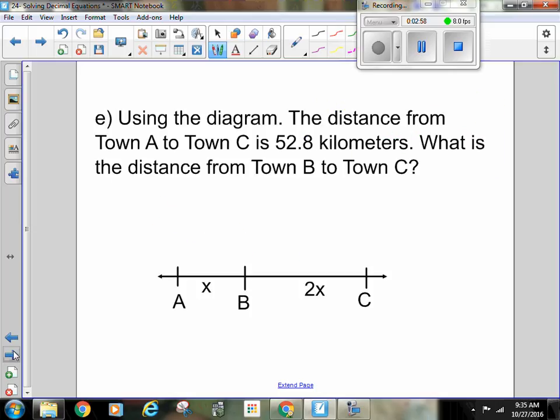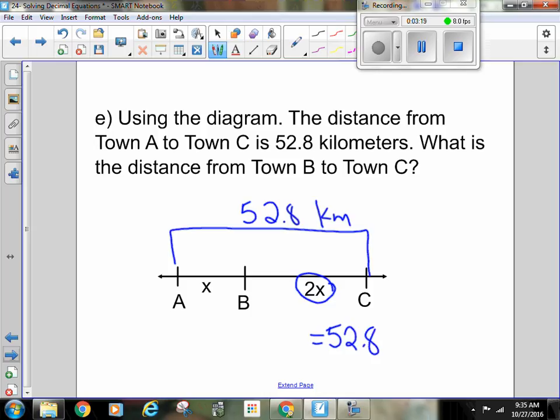All right, last one. Using the diagram, the distance from town A to C is 52.8 kilometers. So this entirety is 52.8 kilometers. What is the distance from town B to town C? All right, so first we need to find out what x is. So if we know from A to C is equal to 52.8, and if I see I have x and 2x, so x plus 2x equals my 52.8.